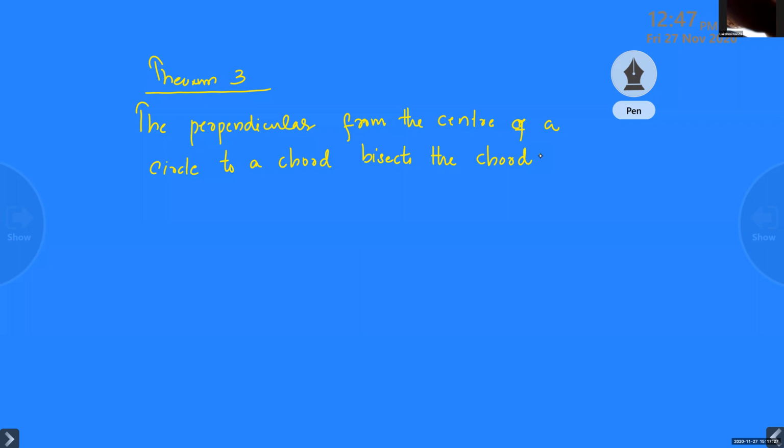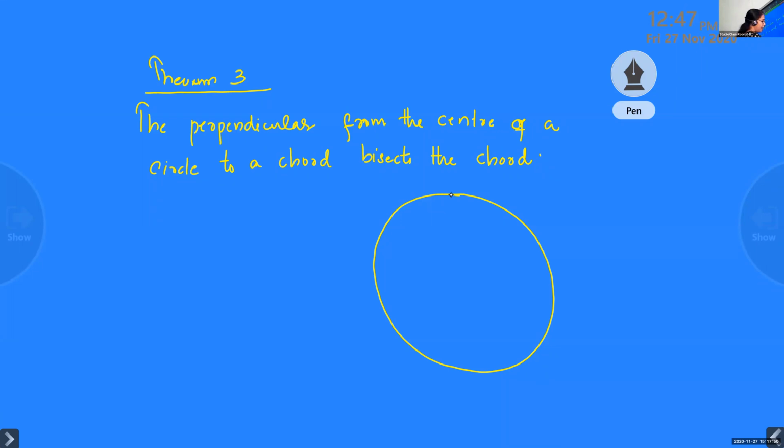No, ma'am. Okay. So the perpendicular from the center of a circle to a chord bisects the chord. Bisect the chord. Okay, children? The perpendicular from the center. You are getting something from there, isn't it? The perpendicular from the center.